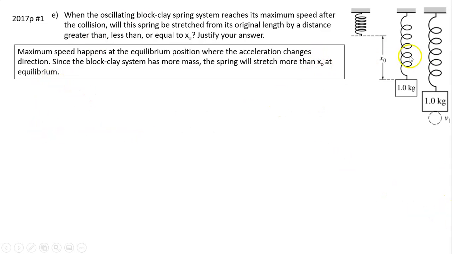Take a look at this picture. So this is just a block, how much is stretched. Now if you have the clay, you're going to have more mass, so you're going to stretch a lot more. I just want to emphasize again, the maximum speed happens at equilibrium position. Before it reaches equilibrium position, the net force is downward, so the block is going to speed up. At equilibrium position, net force equals 0, acceleration equals 0. When you stretch past equilibrium position, the net force is upward, so acceleration is up, but velocity is down. That's why the block is going to slow down. That's why at equilibrium, it has maximum speed.